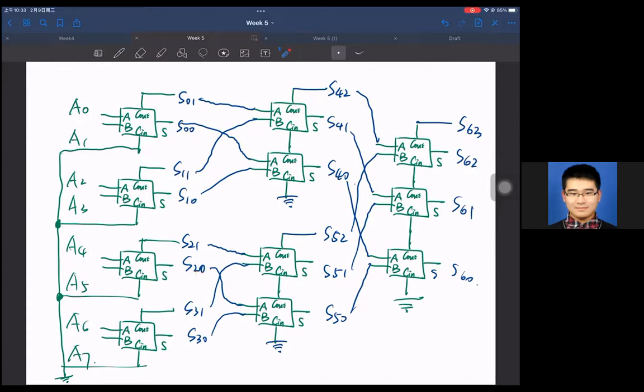So the next step will be you will have to try to combine a 3-digit number with a 2-digit number, which I think still requires a 3-bit adder. So we still need a 3-bit adder over here.